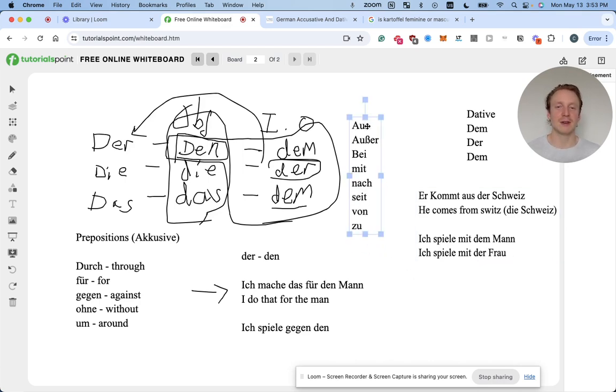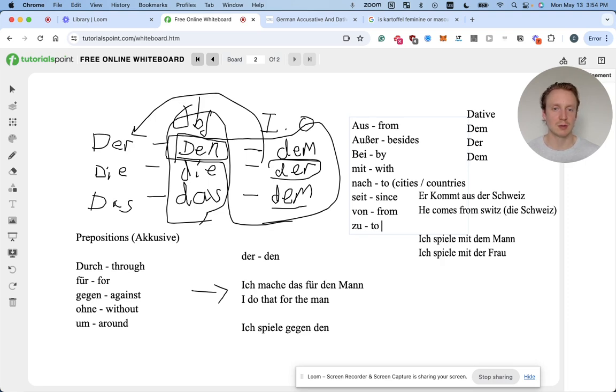Oh, I forgot to tell you what these mean. So this is from, a country. This is besides. This is by. This is with. This is to. Usually cities. Nach New York. To New York. Yeah, cities and countries. Then there's seit, which is obviously since. Von, which is obviously from. Zu, which is also to, like smaller things. So that's the high level.